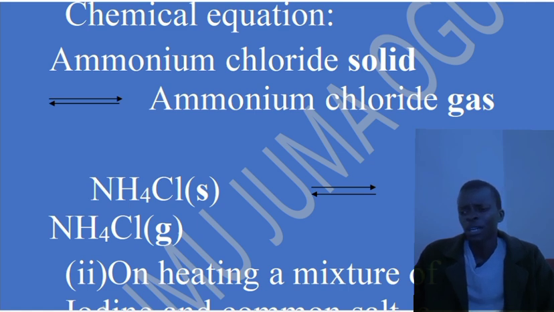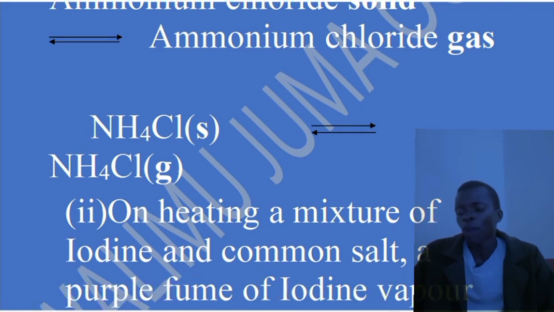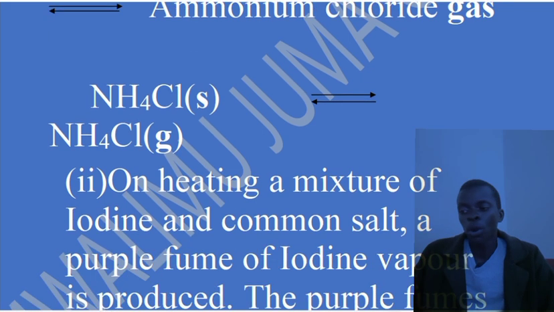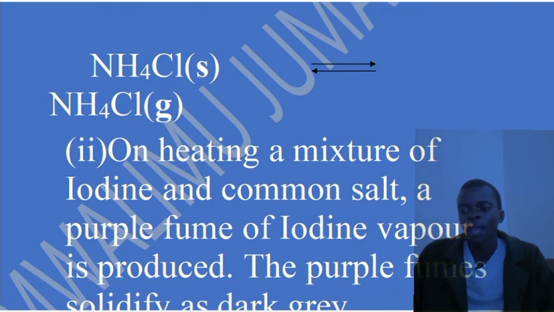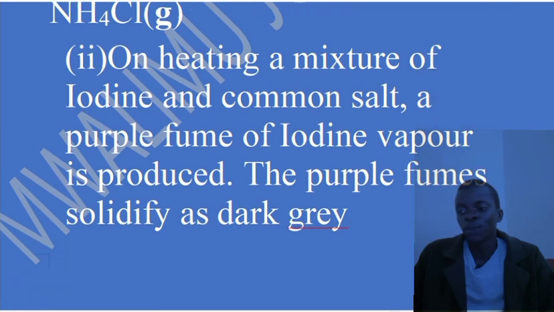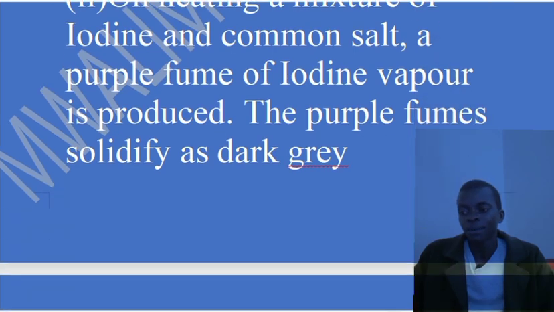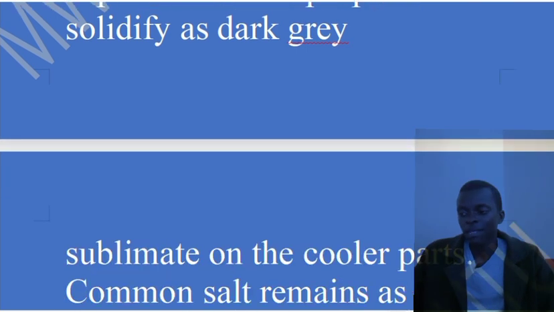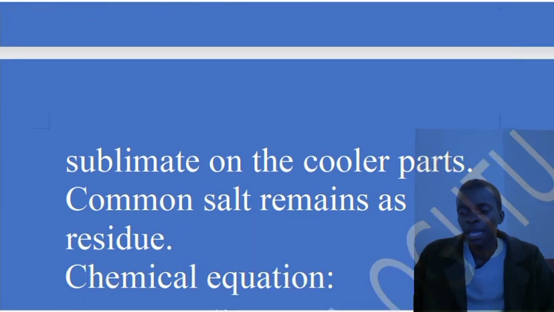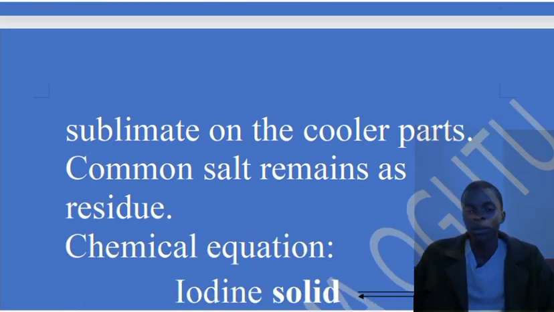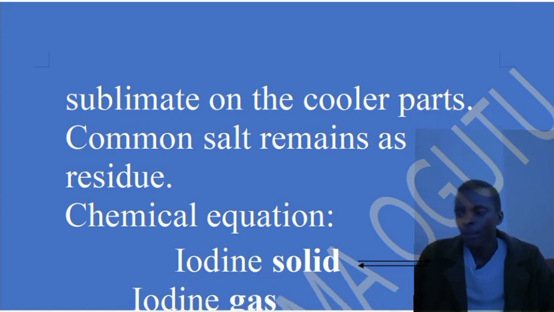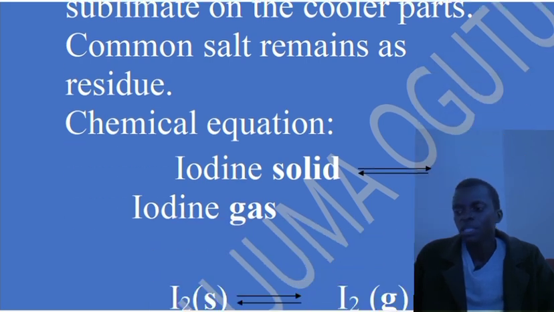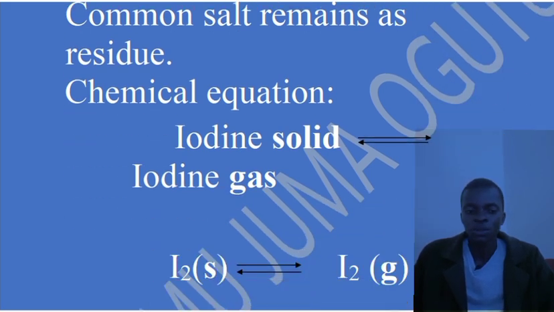So on heating a mixture of iodine and common salt, purple fumes of iodine vapor are produced, and the purple fumes solidify as dark gray sublimate on the cooler parts. The common salt still remains as the residue. Then we have the iodine solid. On provision of heat, it forms iodine gas.